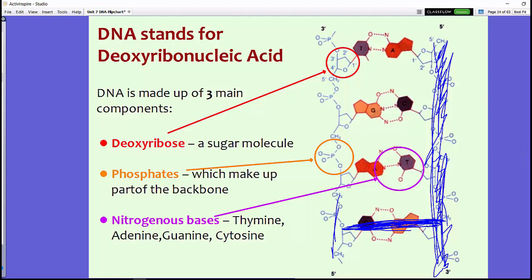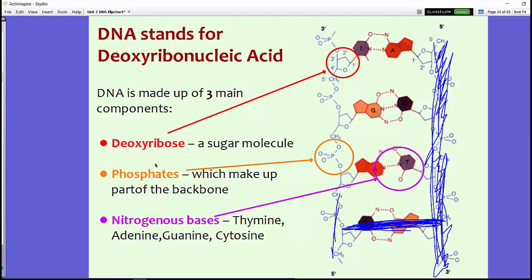So there's three parts to this DNA. The first is deoxyribose. This is a sugar molecule, and it looks exactly like a sugar molecule. If we go back way back when we were doing macromolecules, this would have a similar shape to those sugars. So deoxyribose is the name of the sugar that's found in DNA. Ribose is the sugar that's found in RNA, and we'll talk about that in another video.